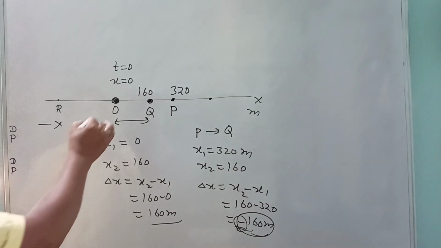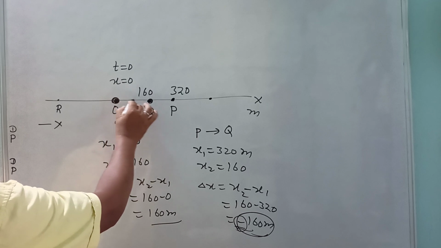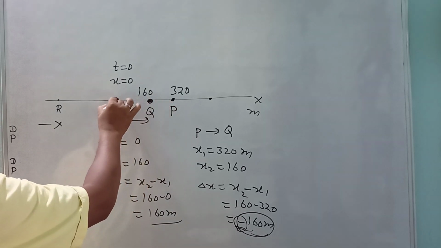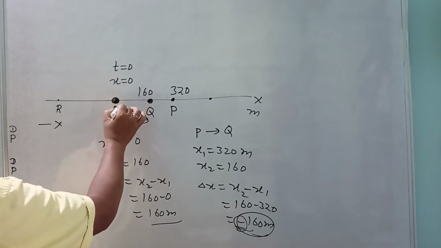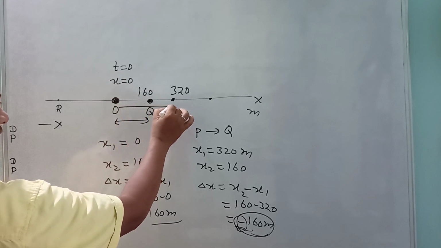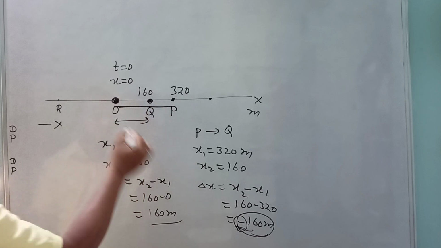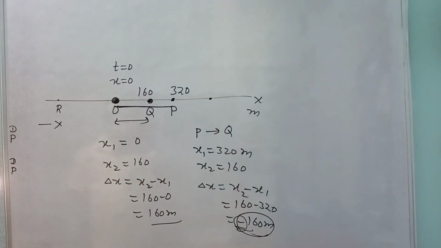And in some case, displacement is 0. How? Suppose one starts from O, moves to P, then reaches O. I mean initial point is equal to final point. Again returns. So since initial point is equal to the final point, displacement is 0. So displacement may be 0, displacement may be positive, displacement may be negative. Since it is a vector quantity, we say like this.